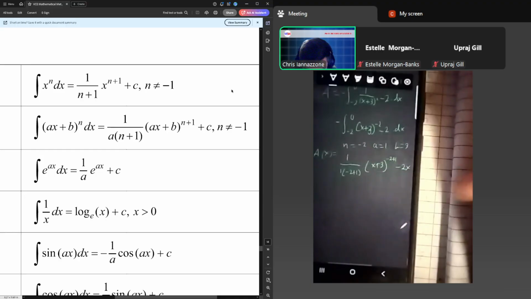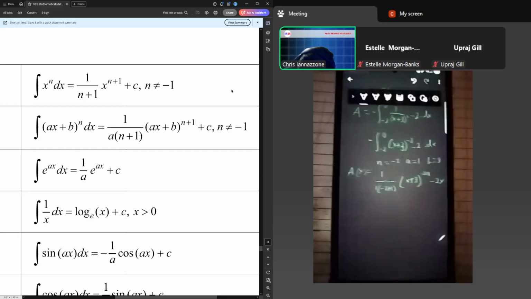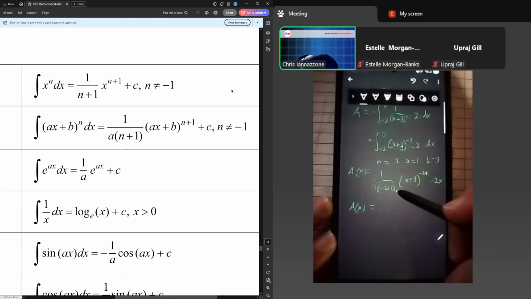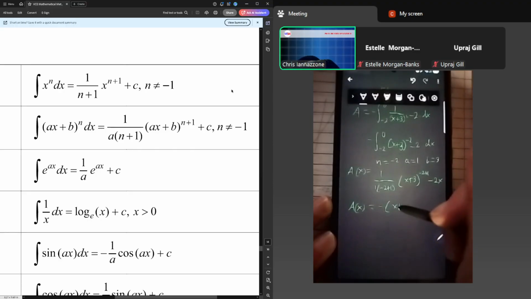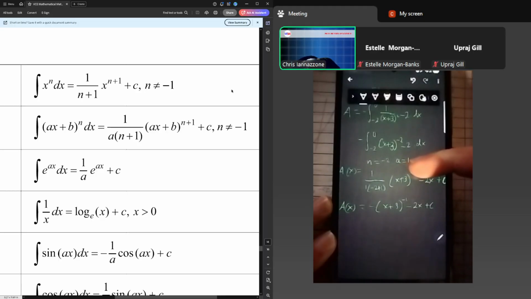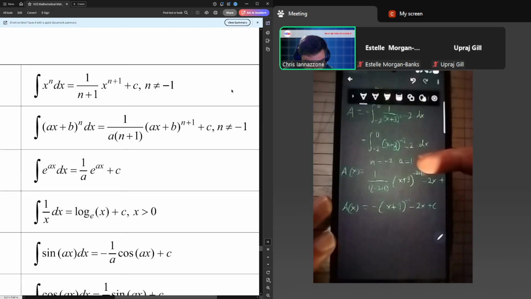Yeah, and then we're just going to simplify that down. Oh, I just realized I was off center there, sorry. A of x is equal to, so you got negative, yeah, just negative (x + 3) to the power of -1, minus 2x, plus c. Cool. All right, that's our antidiff function.